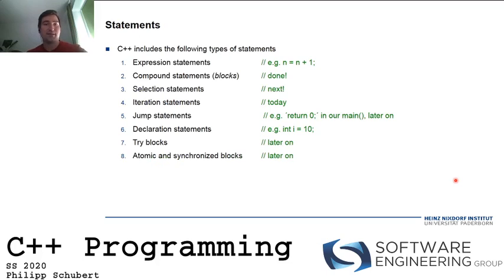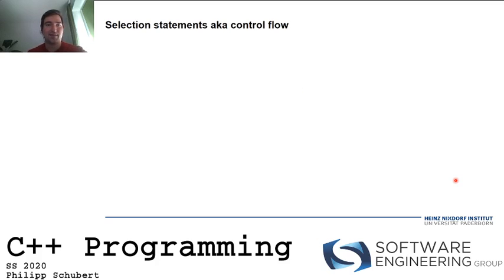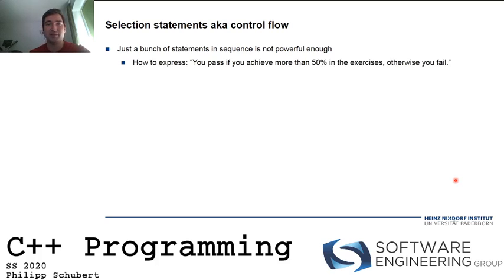All right, that was it on compound statements. Let's go on to selection statements. With selection statements, you can now construct some more interesting control flow. Because earlier I told you that your program usually consists of a bunch of statements, and those statements are executed in sequence, one statement after the other. But that's not very powerful. That's not very interesting. Just a bunch of statements in sequence is not powerful enough.